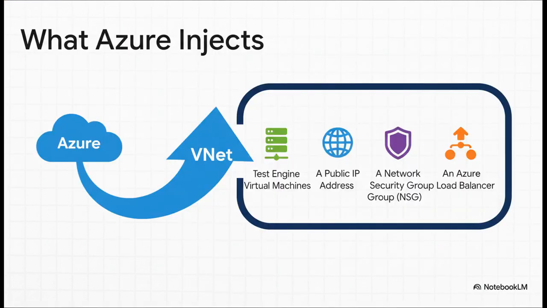And it's pretty interesting to see what Azure is actually deploying. It's not just one little thing. It's the whole shebang. You've got the VMs that act as the test engines, a public IP address and network security group, and even an Azure load balancer. When you see this list, it suddenly makes perfect sense why so many different things, from permissions to IP quotas, have to be lined up perfectly just for the test to even begin.